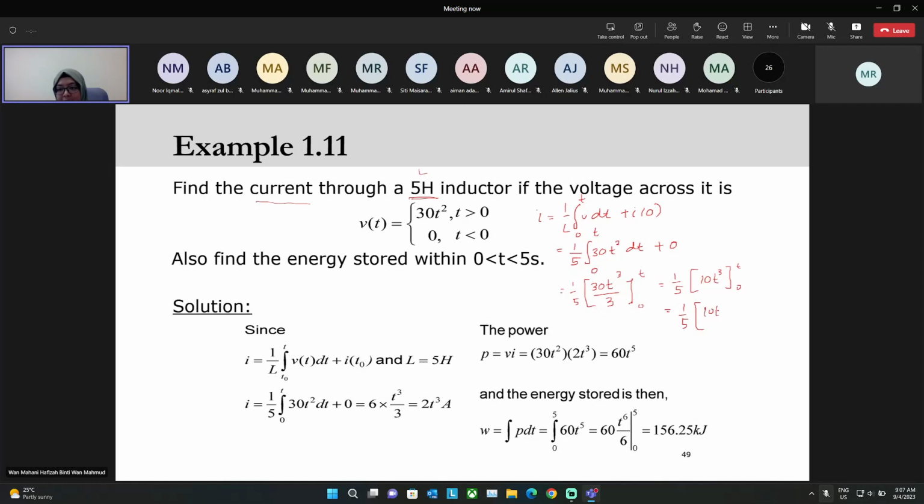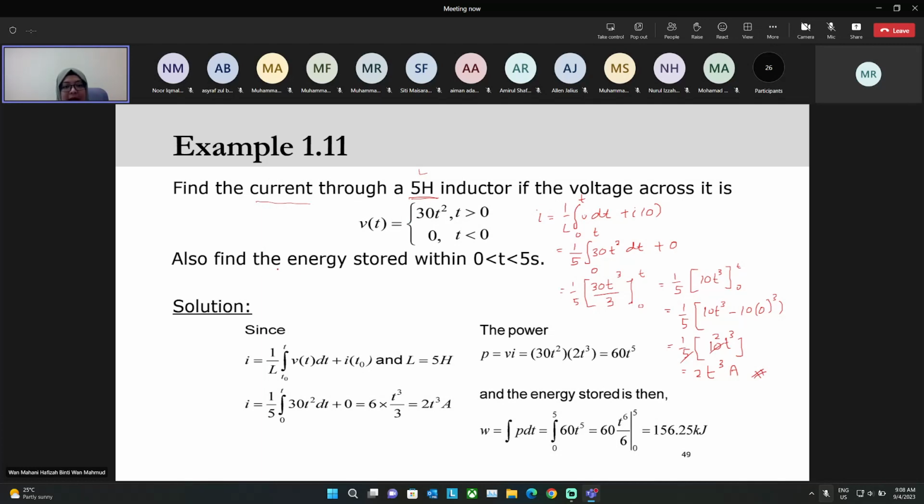Gantilah dengan t. And then lagi satu minus with lower limit dia 10 darab dengan 0 kuasa 3. 1 over 5, 10 t to the power of 3, t cube. So belakang ni kosong lah sebab ganti dengan kosong kan. So 1, 2 t kuasa 3 ampere. Dah dapat current value. Okay. Sudah answering the first part of the question.